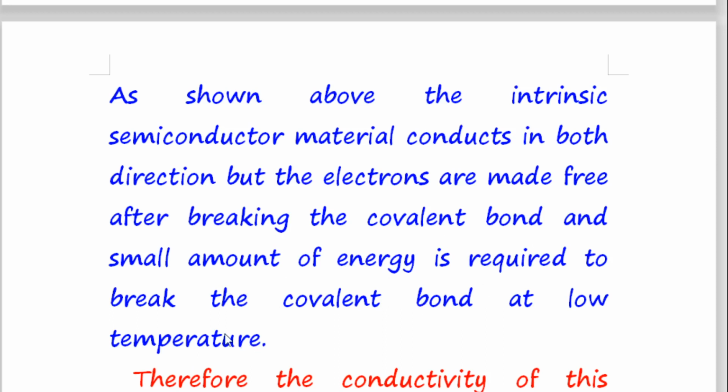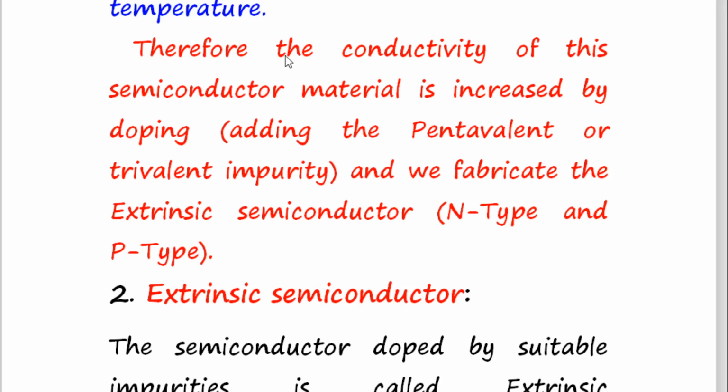temperature. At high temperature, very little electric energy is required, because electrons are thermally excited due to the high temperature only, and due to thermal excitation you don't require much electric energy. Therefore, the conductivity of this semiconductor material is increased by doping.